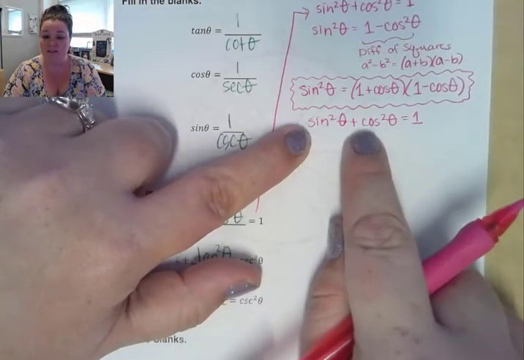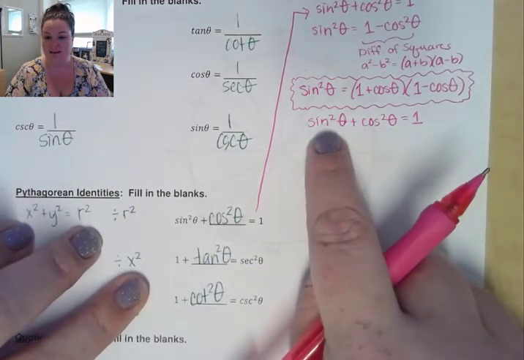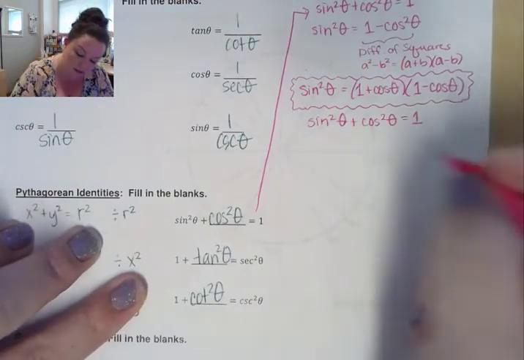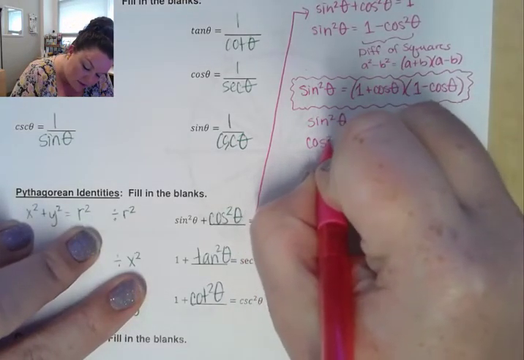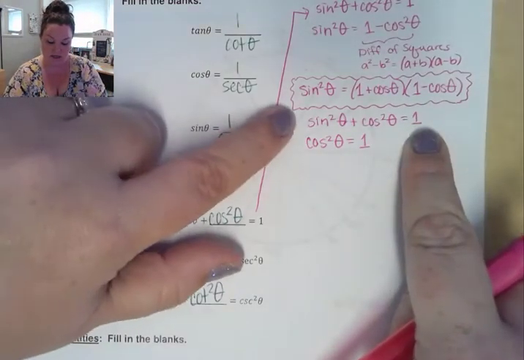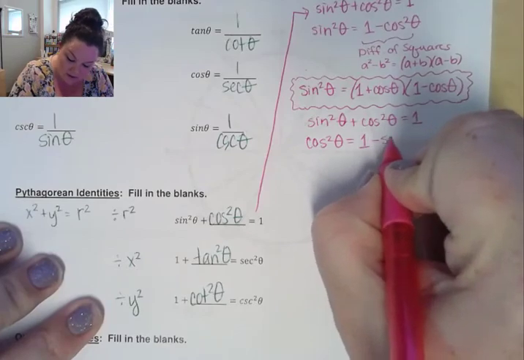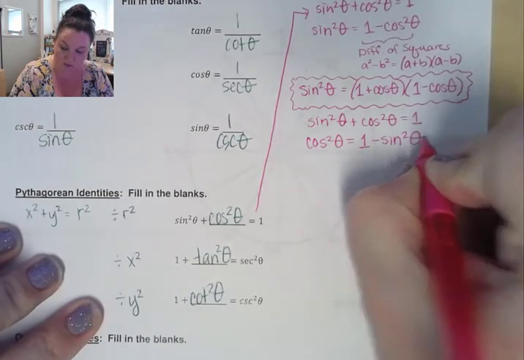So the other one is if we solve it for cosine squared theta. Now, if I want to solve it for cosine squared theta, I need to move my sine squared theta to the other side. So that would give me cosine squared theta is equal to the 1 that was already on the other side, and then when I move the sine squared term to the other side, I would do that by subtracting. So that would give me minus sine squared theta.